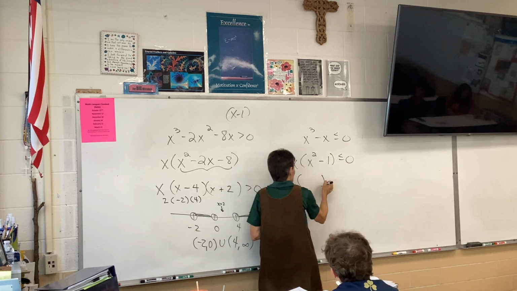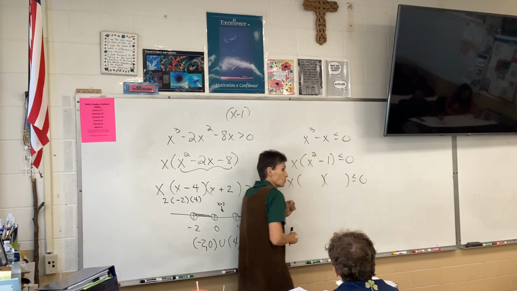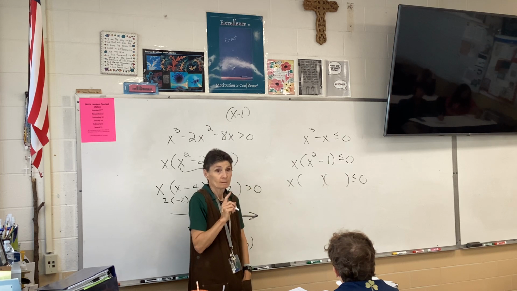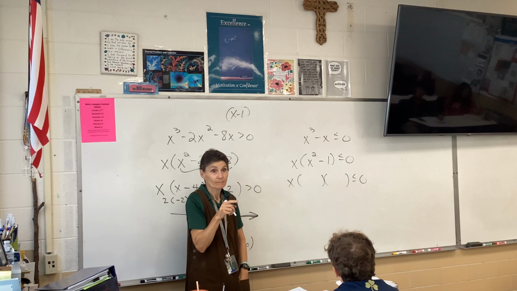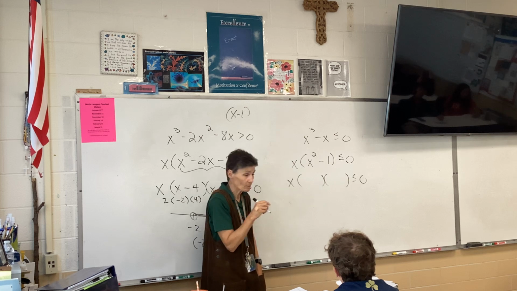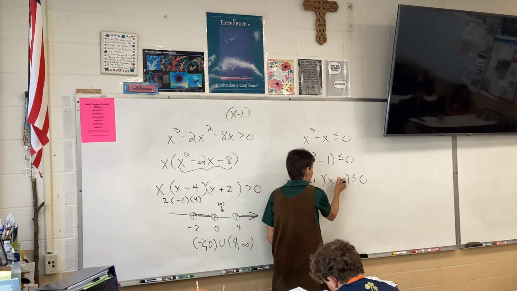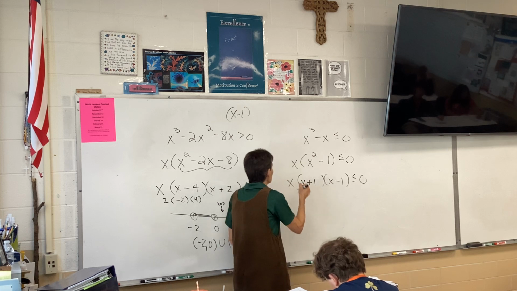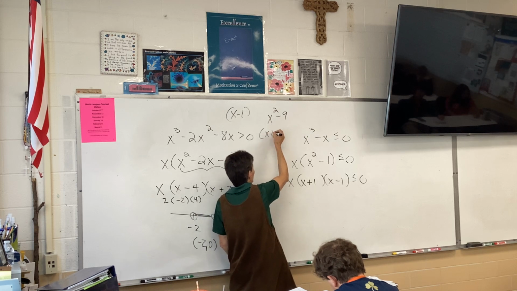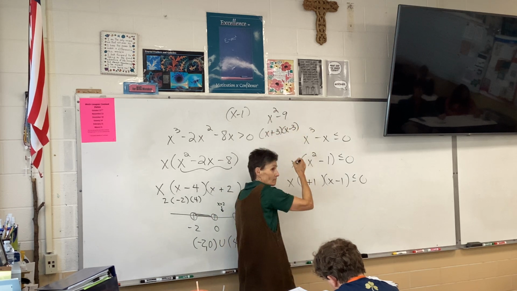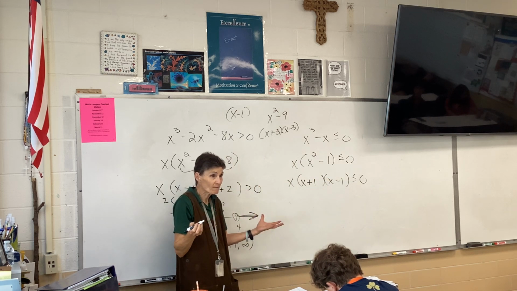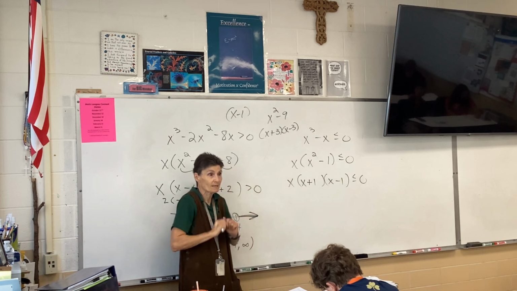Now wait a second. What about x squared minus 1? Who remembers that? That's special. Someone? Is it both plus 1 and minus 1? Yeah, it's called the difference of squares. So x plus 1, x minus 1. Remember that? If you have x squared minus 9, that will be x plus 3, x minus 3. Remember that difference of squares? So if you had x squared minus 25, x plus 5, x minus 5.